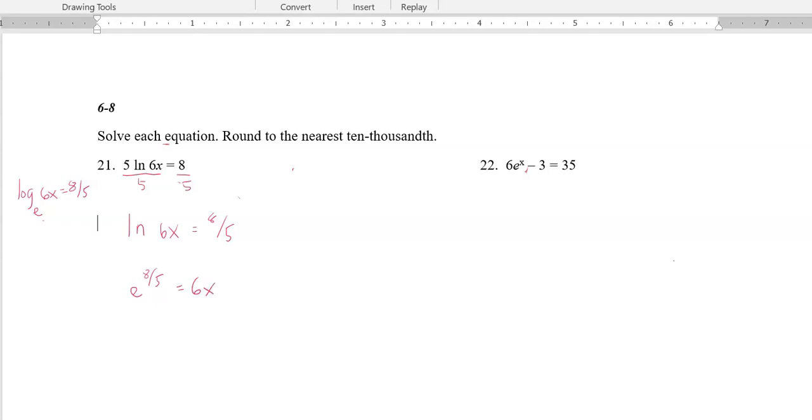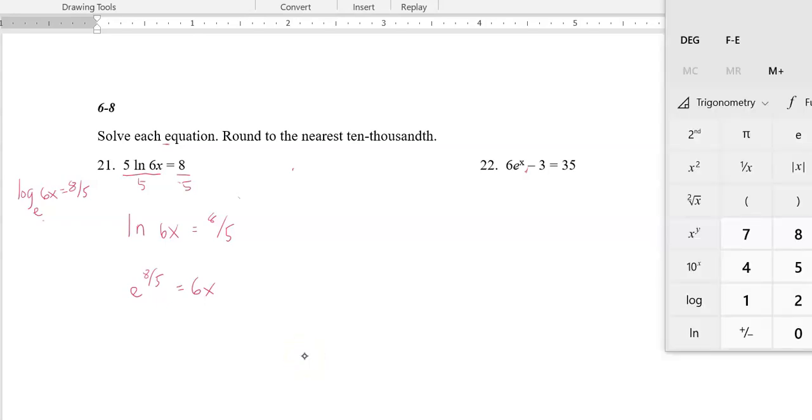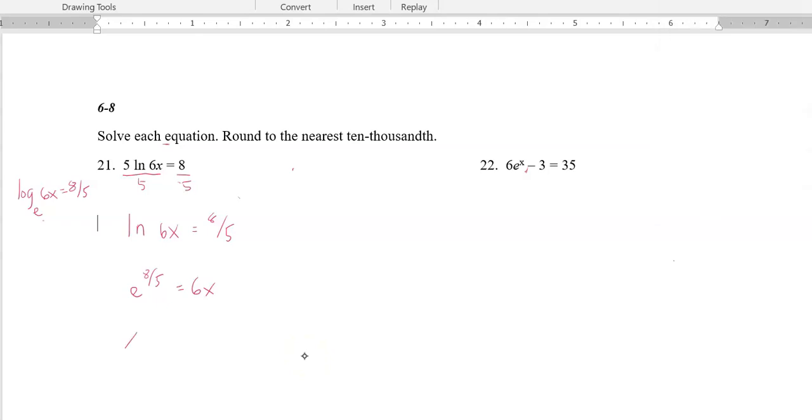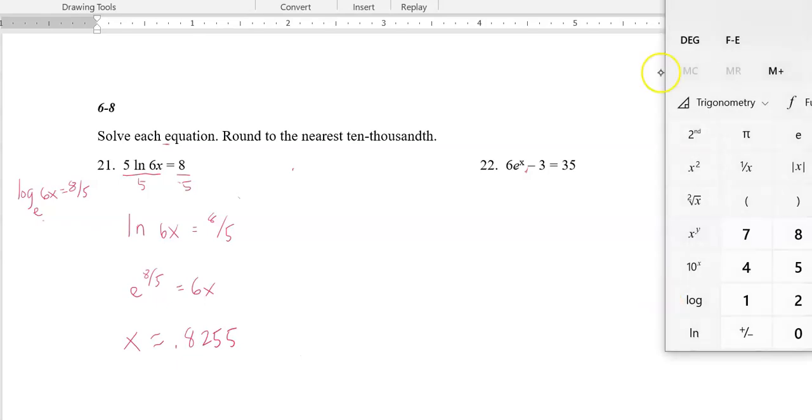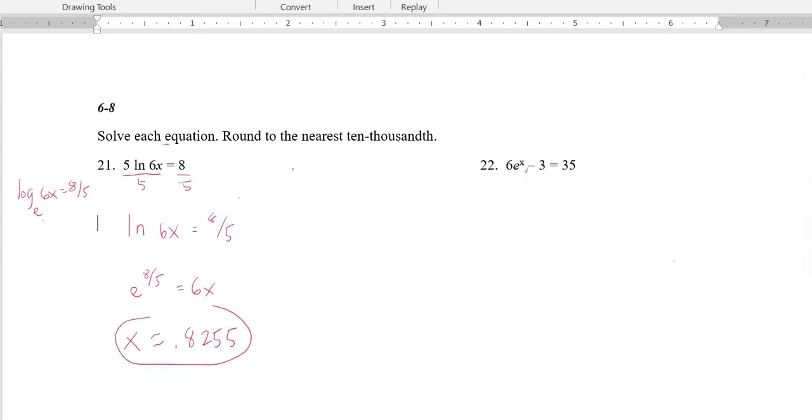All right, now you go to your calculator and plug in e to the x power, use that button, and make 8/5 your exponent. Okay, and then after you've done that, you divide that result by 6, and your final answer here after rounding is 0.8255. Okay, all right, one more to go.